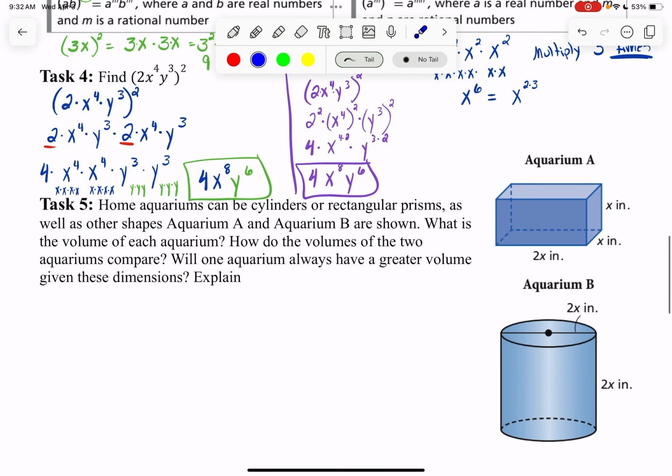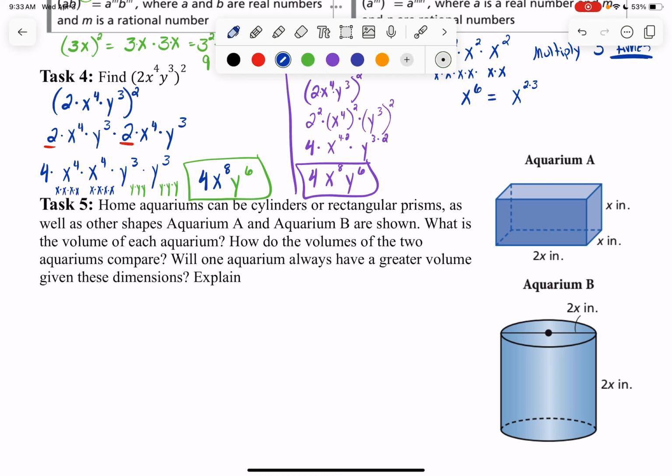Okay. All right. So now we have one last task with our home aquarium. So here we have a home aquarium. It can be cylinders, cylinder right there, or rectangular prisms right here, as well as other shapes. Aquarium A and aquarium B are shown. What is the volume of each aquarium?